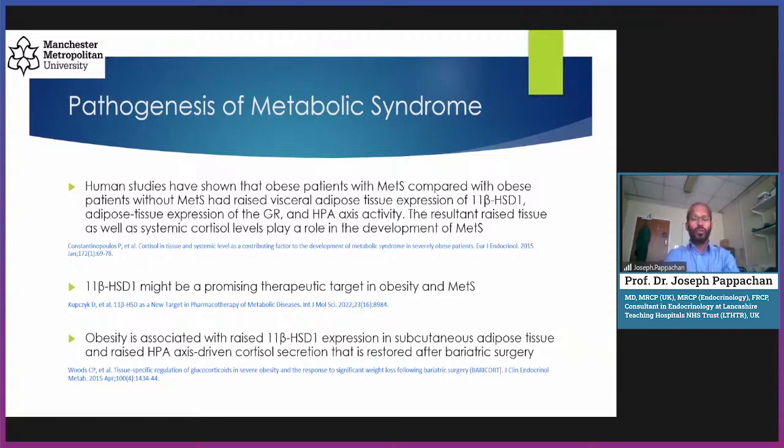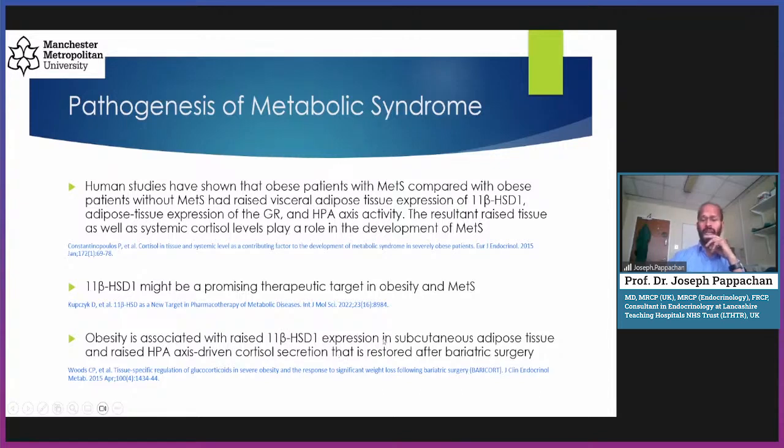In fact, metabolic syndrome is associated with increased activity of 11-beta HSD1, and that results in increased local steroid response and increased HPA axis activity. The resultant raised tissue as well as systemic cortisol levels play an important role in the development of metabolic syndrome. As I mentioned initially, they are mutually connected and mutually complementary. If we have something to stop the activity of 11-beta HSD1, it may have a therapeutic effect in obesity and metabolic syndrome.